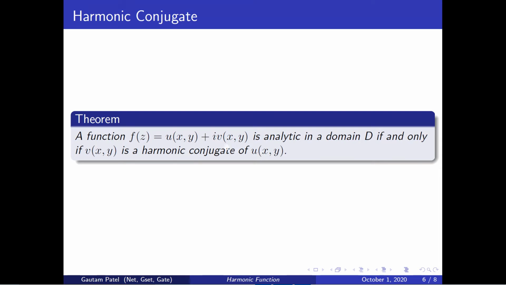Okay, so this is the both side theorem. That means if f of z is analytic, then v and u are both harmonic. Remember this: f of z is analytic if and only if v is the harmonic conjugate of u, that means u is the harmonic conjugate of v.